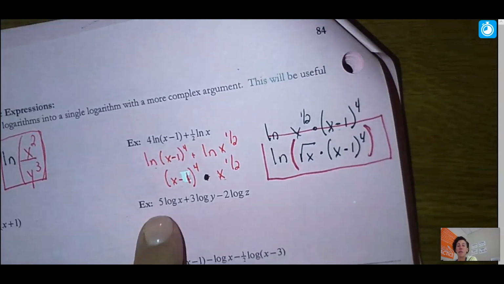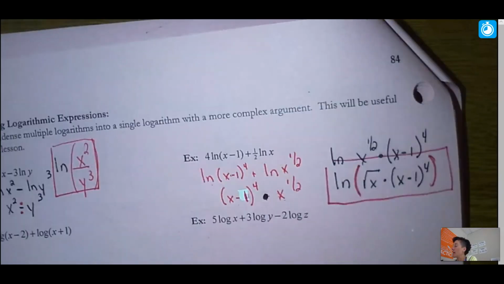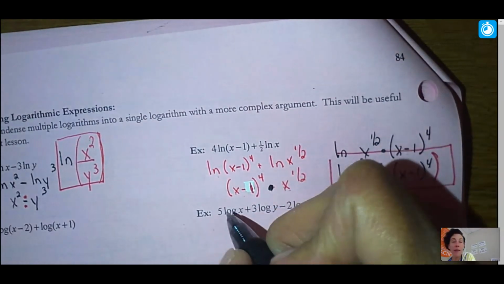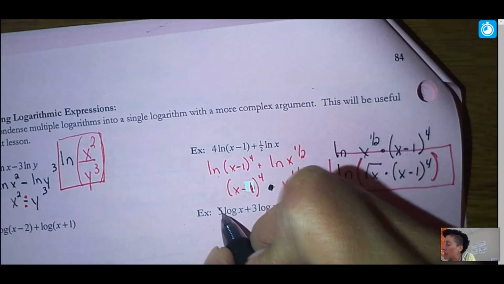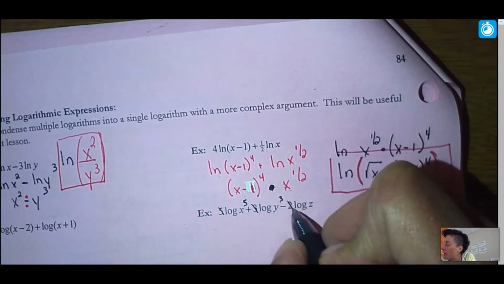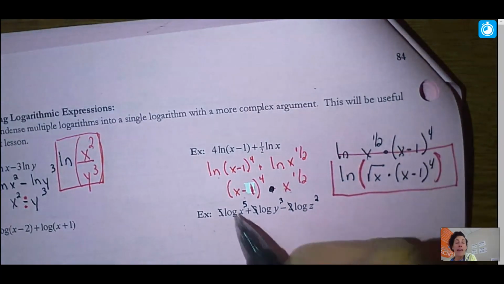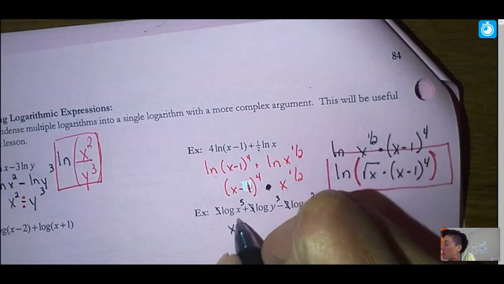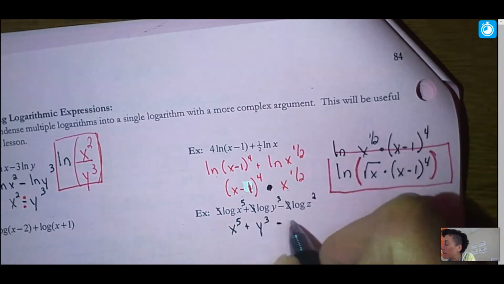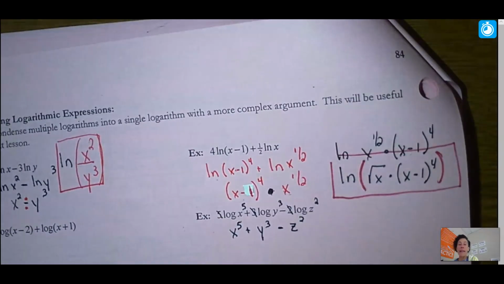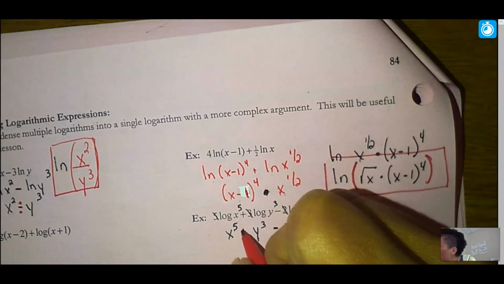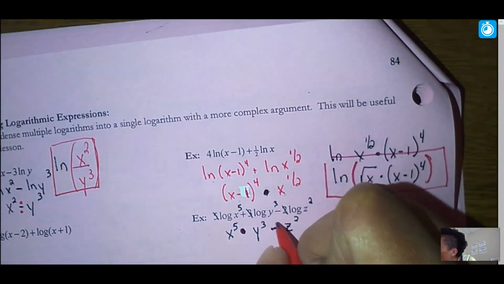So let's take a look at this one. Again, first thing I'm going to do is put those back as exponents. Now that I'm getting a little more comfortable with this, I'm just going to do it right in the problem. So there's 5, this becomes a 3rd power, and this becomes a 2nd power. And then because I don't like all of that, I drop all those logs.